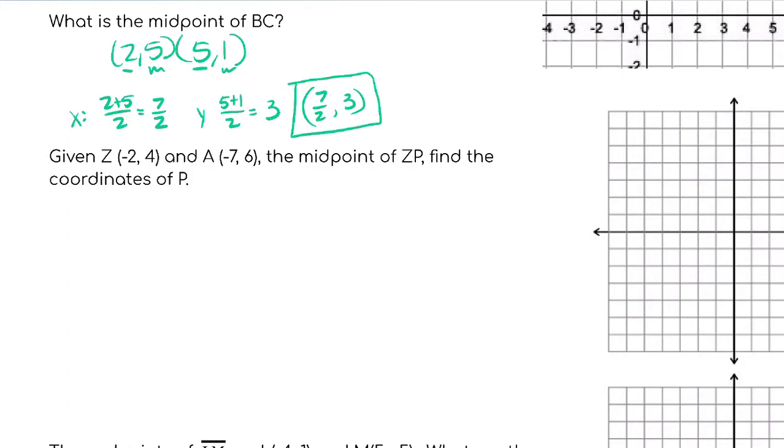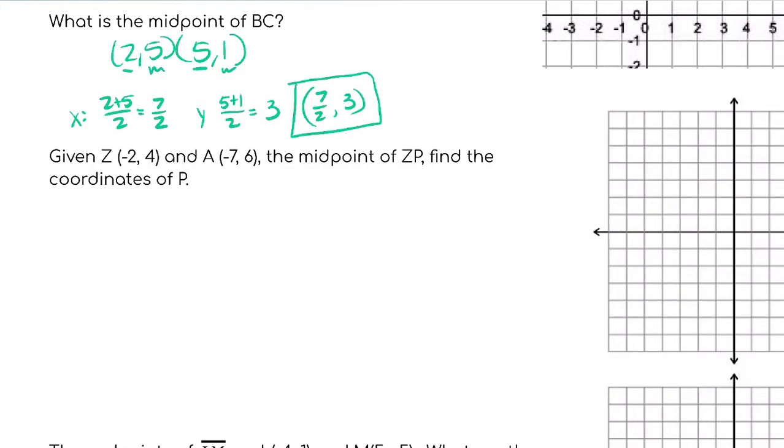So we have given Z at -2, 4 and A at -7, 6. And they said that A is the midpoint of ZP. So it says given Z and A, the midpoint of ZP. So we're so creative. It spells ZAP.